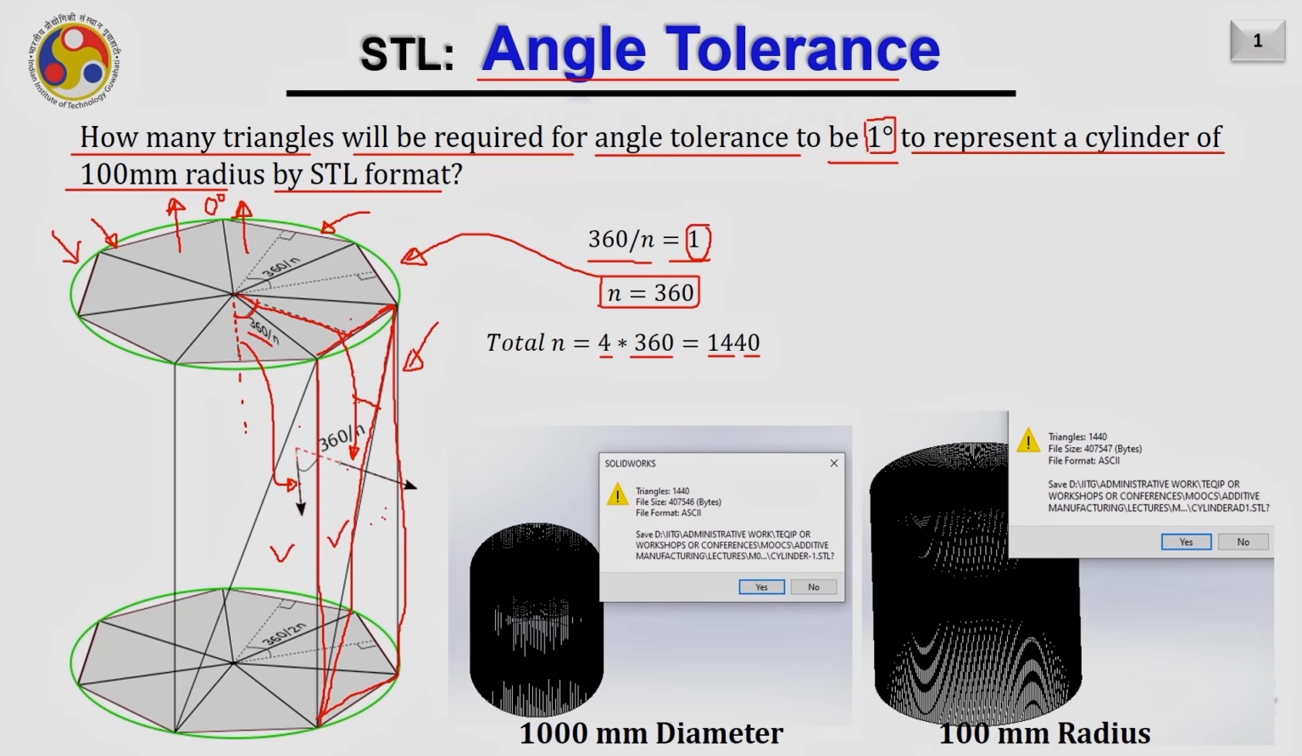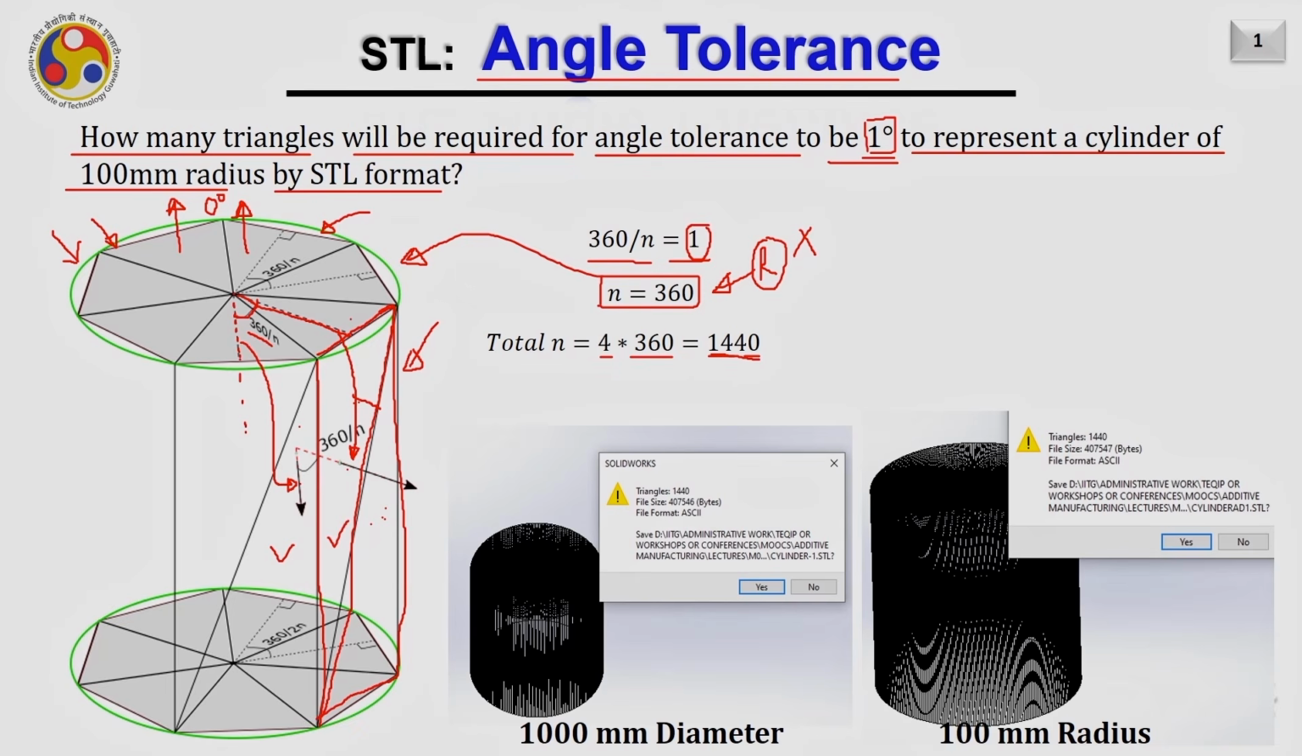Please note that for this particular example, the number of triangles is independent of r. There is no r here. That means whatever the radius of the circle or the cylinder is, the number of triangles will remain the same if you want to keep the angular tolerance of 1 degree.